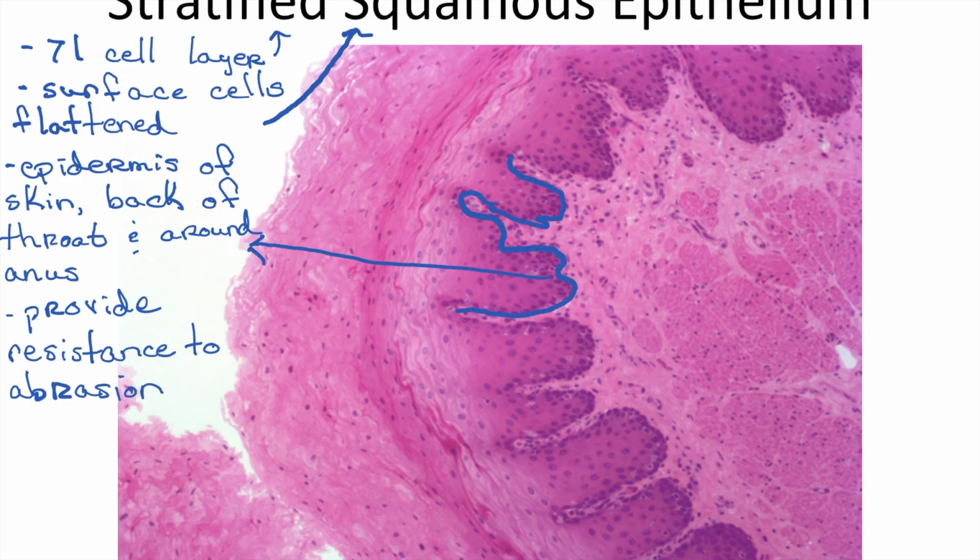Because you can easily lose some of the superficial layers when you rub up against a surface or when a piece of food scratches the back of your throat, for example.